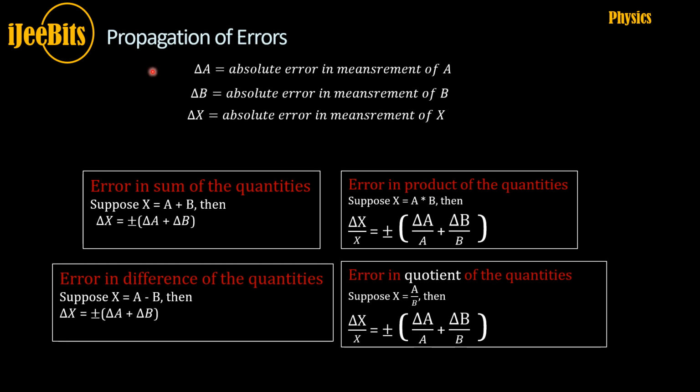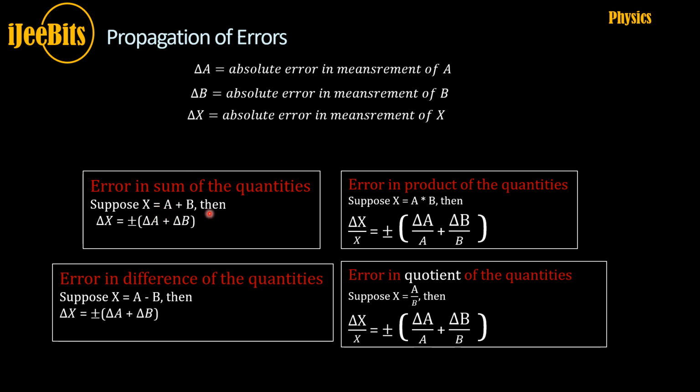So last topic for today's revision class is the propagation of errors. Let's say delta A means the absolute error in measurement of A. Absolute error in measurement of B is, let's say, delta B. Absolute error in measurement of X is delta X. Let's assume this way. So now your equation would be X is equal to A plus B.